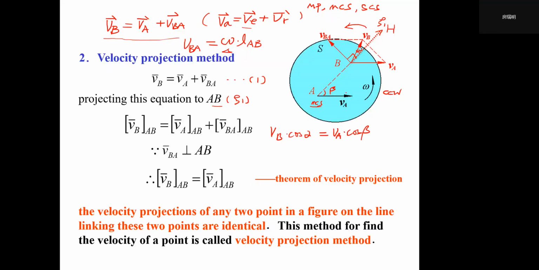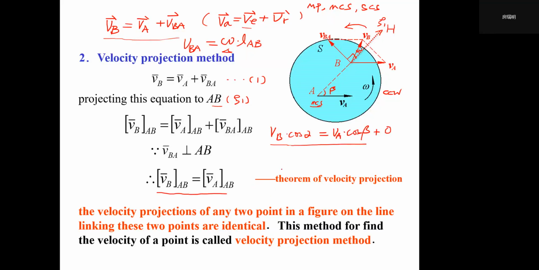Because this projection component is also along the positive direction of AB, we should add this component VBA. But we know vector VBA is perpendicular to AB, so its projection component will be 0, right? So we can get this expression.